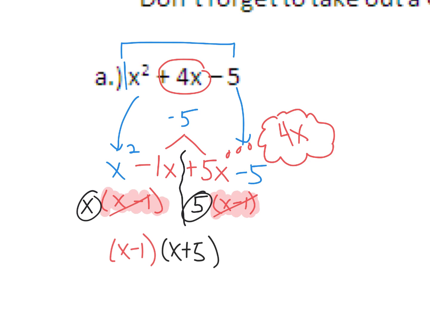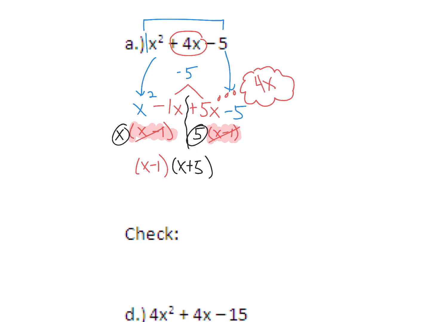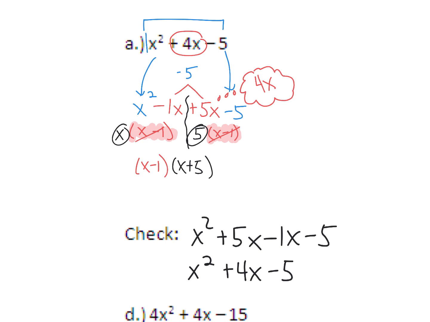You would check it with FOIL. So the idea would be that we get the same problem back out. X times x is x squared plus 5x minus 1x minus 5. Combine your like terms. Oh, look at that. I got the same problem. So it matches. That makes me happy. This matches this. So that means that this here is my answer. And again, you could write it as x plus 5, x minus 1, depending on how you busted up your B. It will affect how your parentheses look.